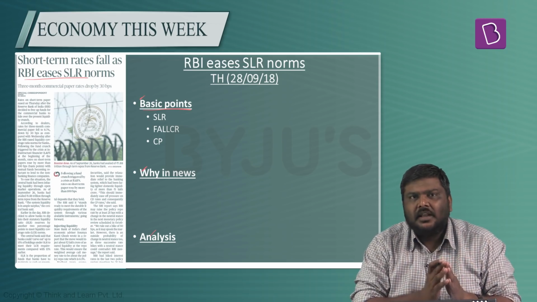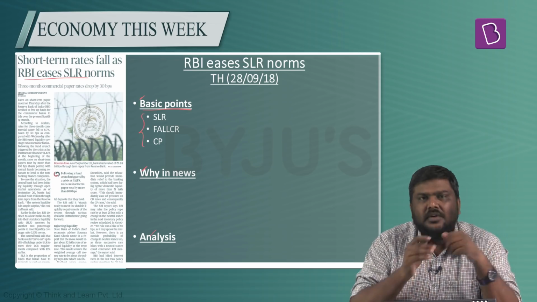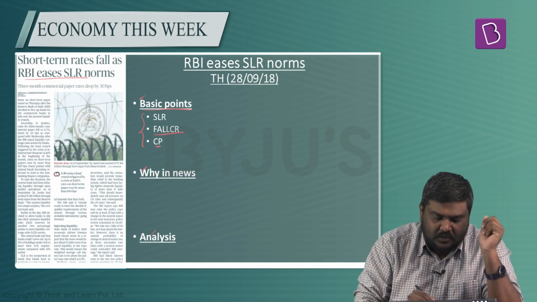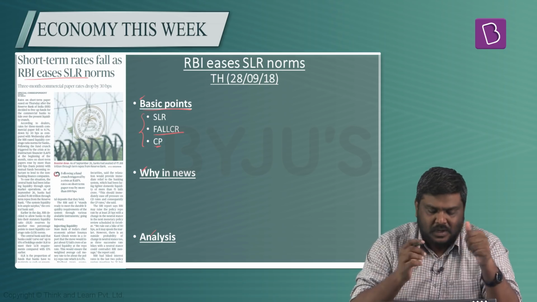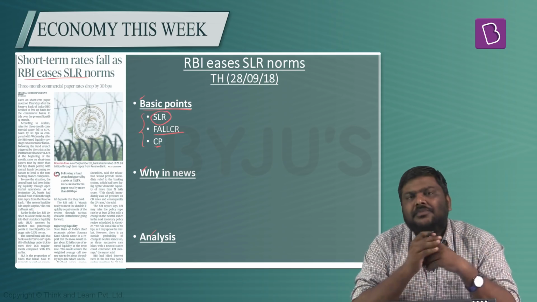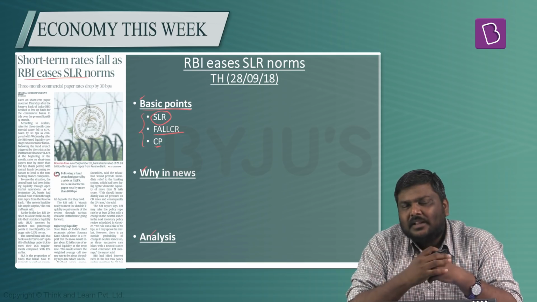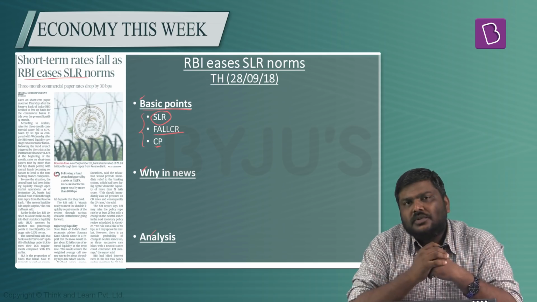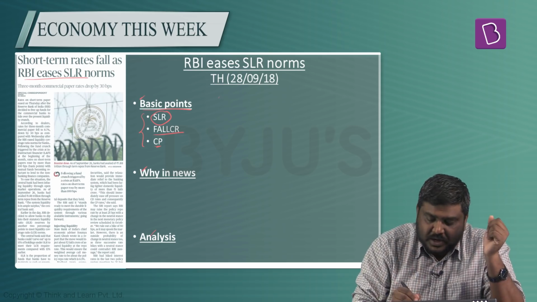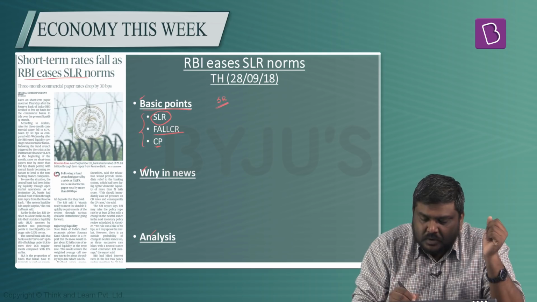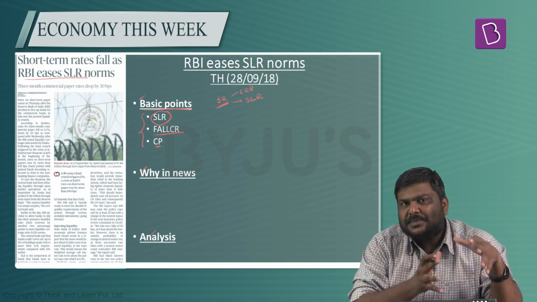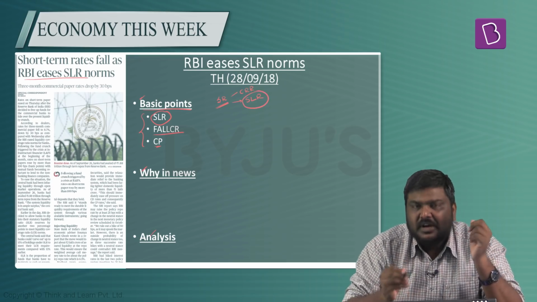To understand this article, you need to understand three very important concepts. One is SLR, and the second one is FALLCR. Third one is CP, that is commercial paper. Let me start with the first one, SLR. RBI, to regulate the money supply in the market, uses many tools under the monetary policy. The two most important tools used by RBI are statutory requirements, which are basically the cash reserve ratio and the statutory liquidity ratio. This particular article is related to statutory liquidity ratio.